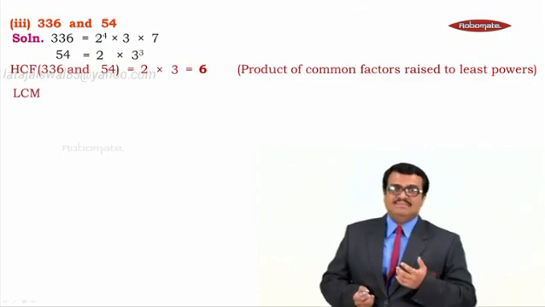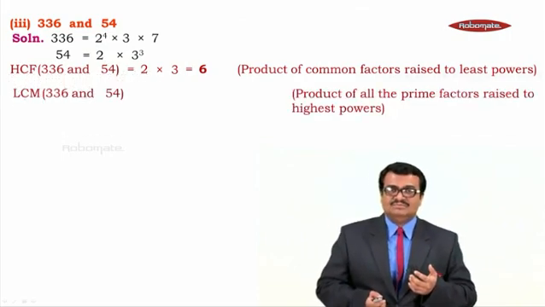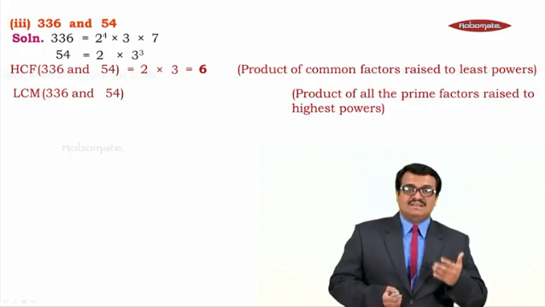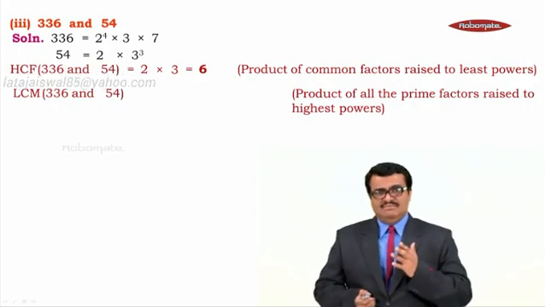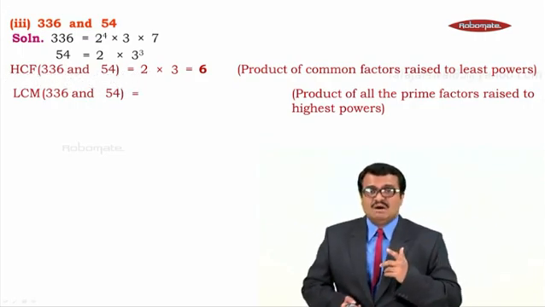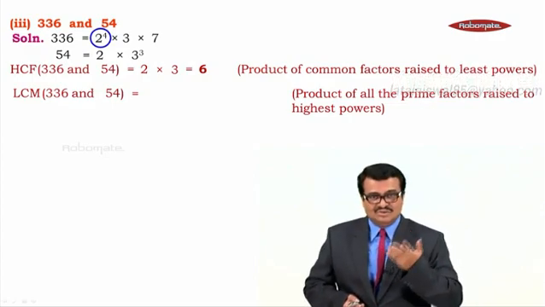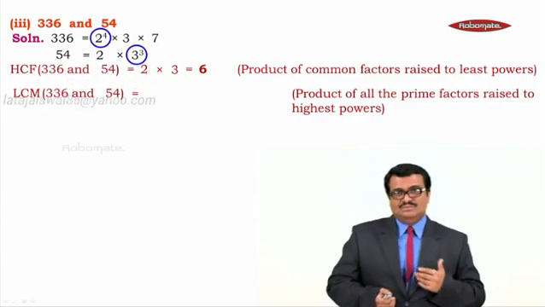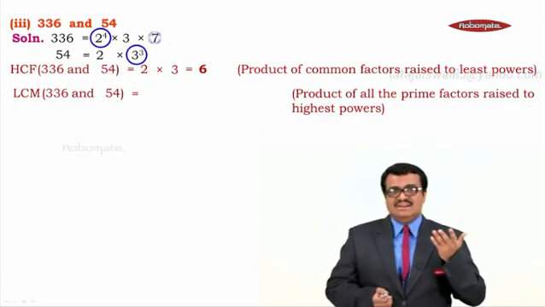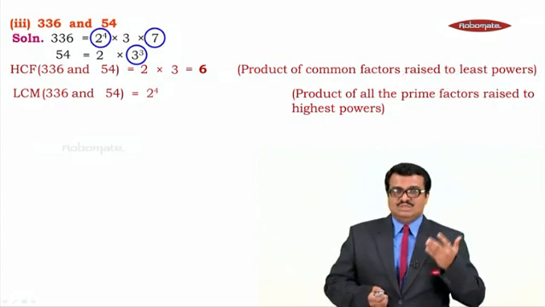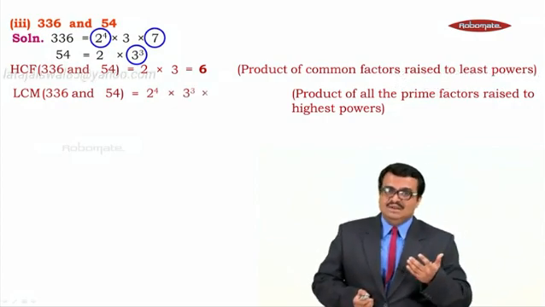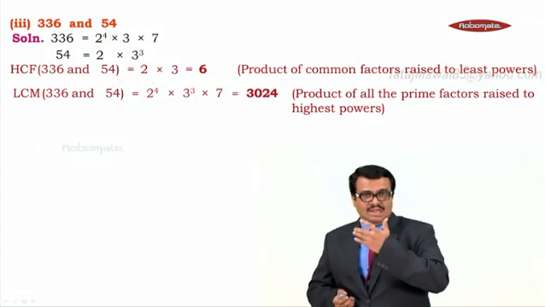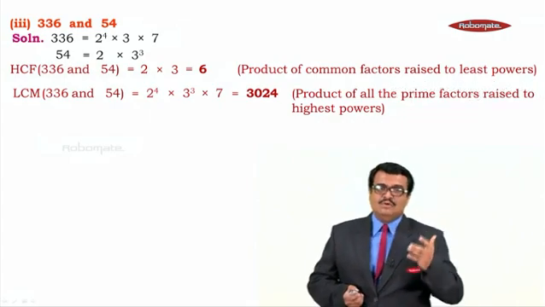And next line we write LCM. LCM of 336 and 54. LCM is product of all prime factors raised to highest powers. The prime factors present here are 2, 3 and 7. All of them raised to highest powers. Now what is the highest power of 2? The highest power of 2 is 2 raised to 4. So let us take it. The highest power of 3 is 3 raised to 3. So let us take that also. And the highest power of 7 is only 1, that is 7 raised to 1. So let us multiply all this, 2 raised to 4 into 3 raised to 3 into 7 raised to 1. If you multiply all these numbers, we will get 3024.